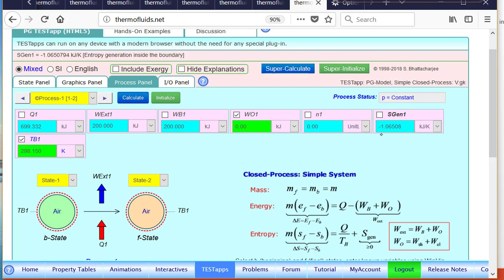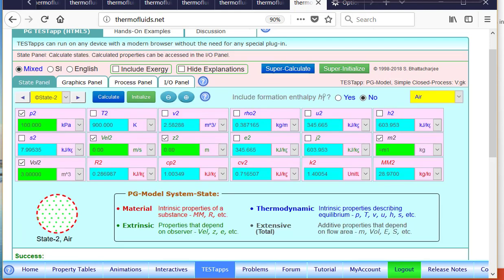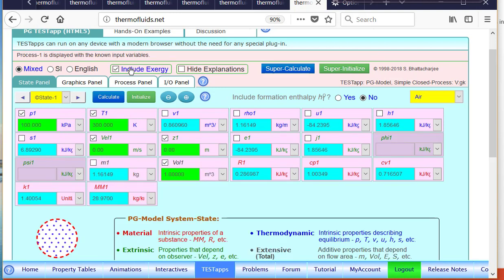You notice that entropy generation is negative here. That's because the boundary temperature is set at 298. You cannot heat a gas to 1000 Kelvin, close to 900 Kelvin, if the boundary temperature is 298 Kelvin. So suppose the boundary temperature is 1000 Kelvin, you will find the entropy generation becomes positive. Okay, so let's keep this in mind and let's go back and try to understand the exergy solutions or exergy inventory. You click include exergy and you'll notice phi and psi show up.